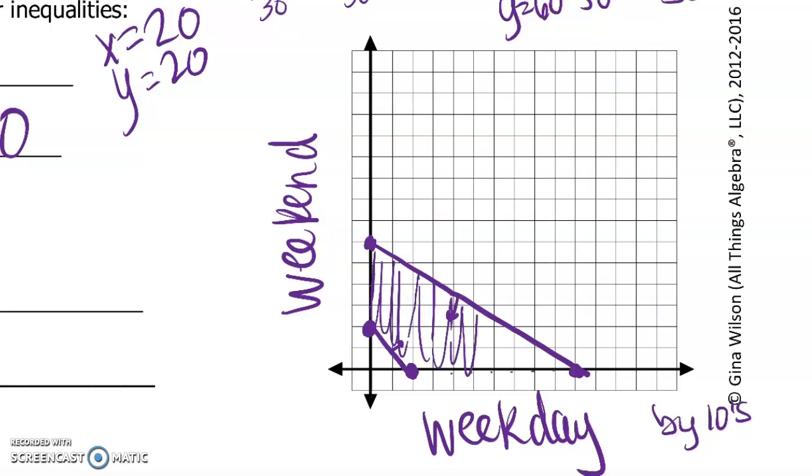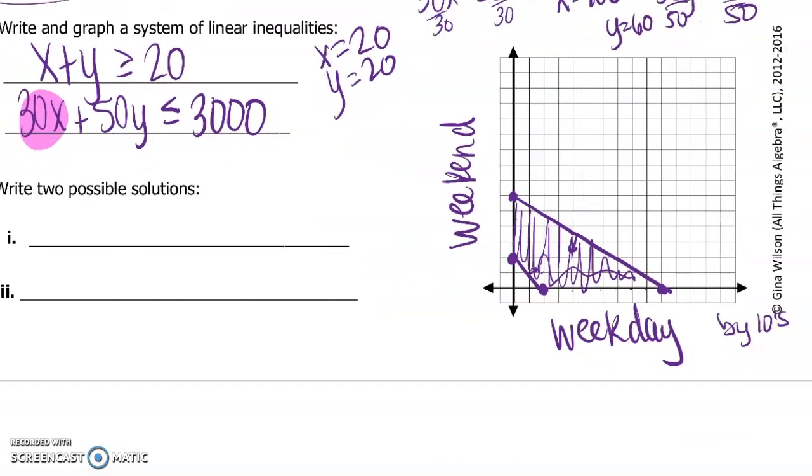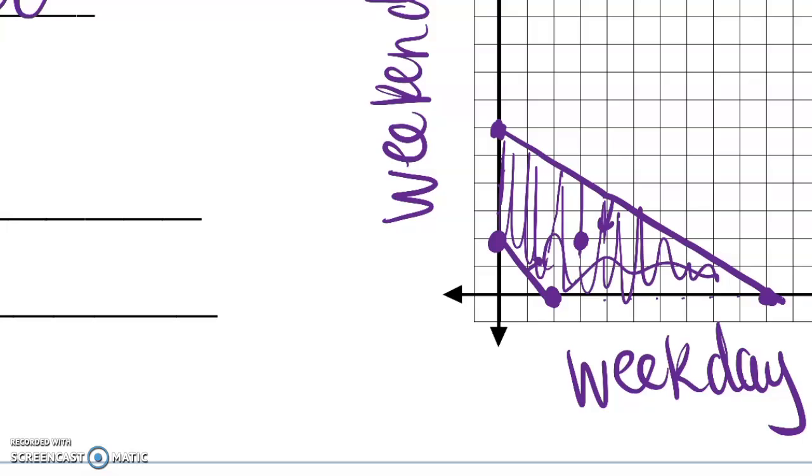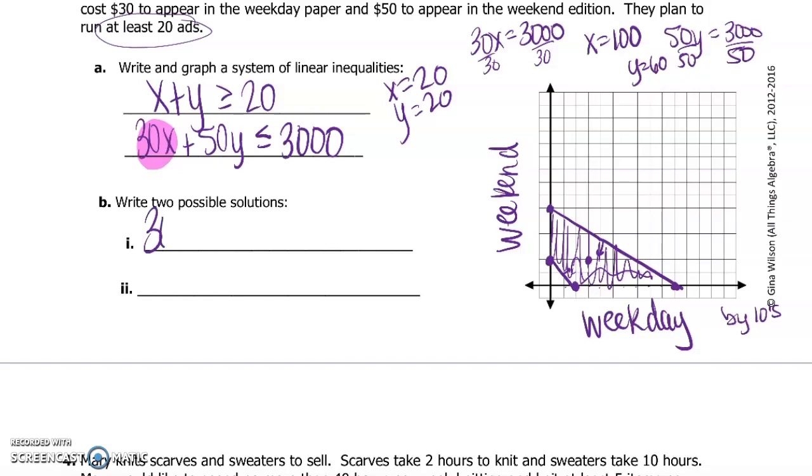So you have lots of different options for what you could choose. All right, so if I just choose one of them, I'm going to choose this one right here, 3, 2, but remember that means 30 weekday and then 20 weekend. So not 3 and 2, but 30 and 20. So when you do these, again, graph them, whether you want to use intercepts or solve for y, find your shaded region, and then you need to find 2 possible solutions. Make sure you label them and be careful if you're counting by something other than 1.